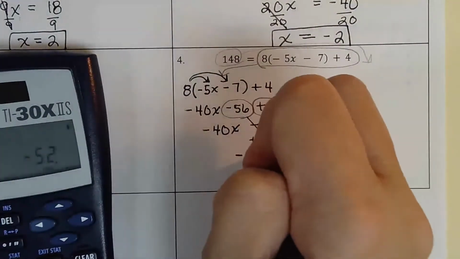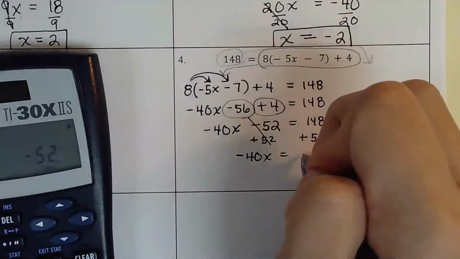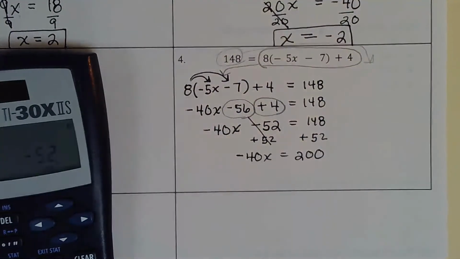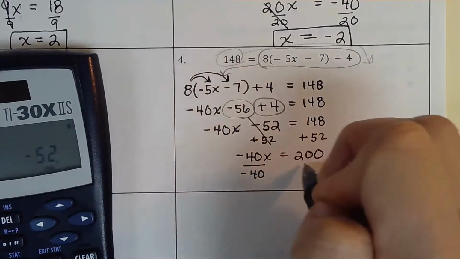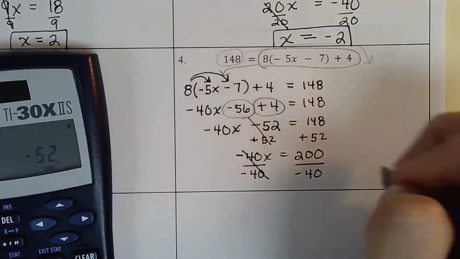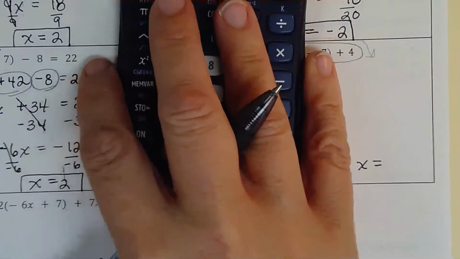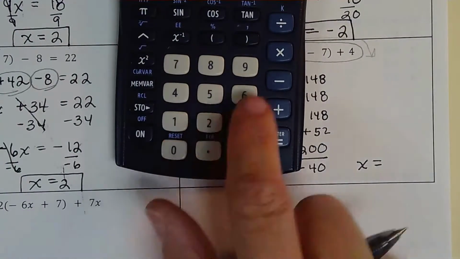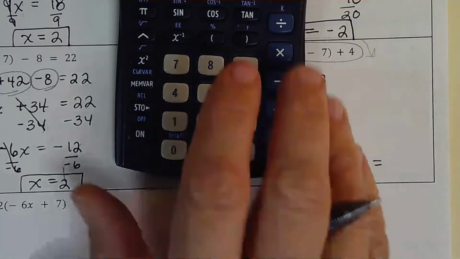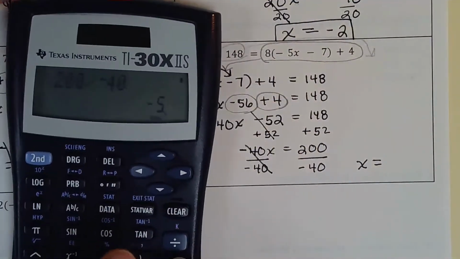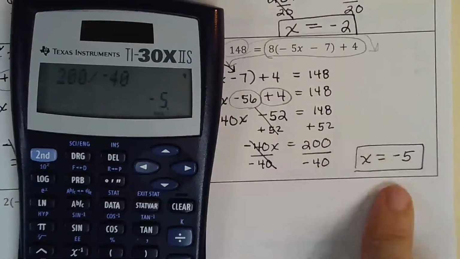Bring down your negative 40x equals 148 plus 52 is 200. Last step, get rid of multiplying by negative 40 by dividing by negative 40. We get x equals 200 divided by negative 40. 200 divided by negative 40, and I end up with negative 5. Make sure you're boxing in your solutions, please.